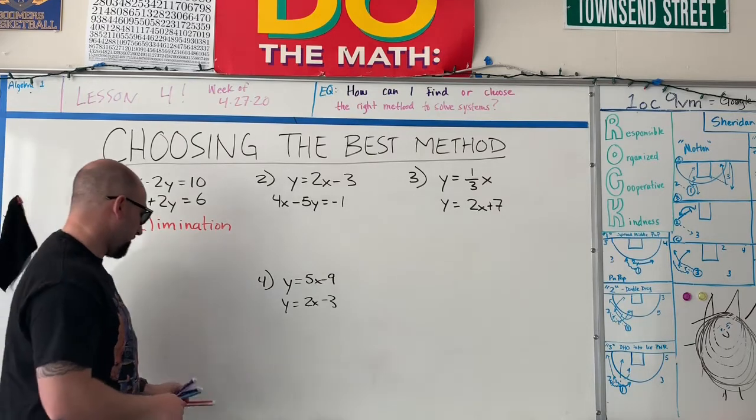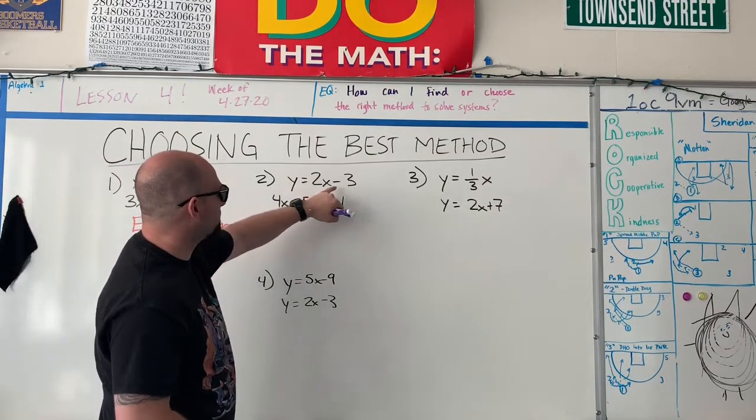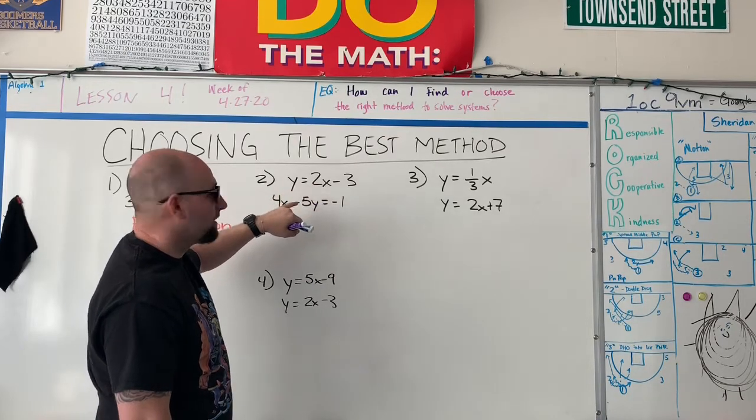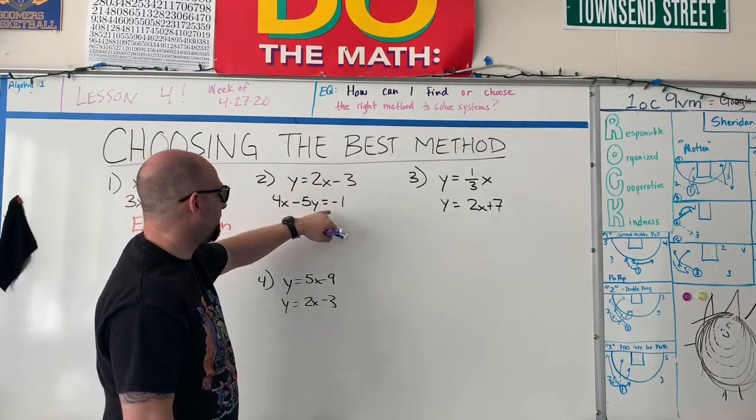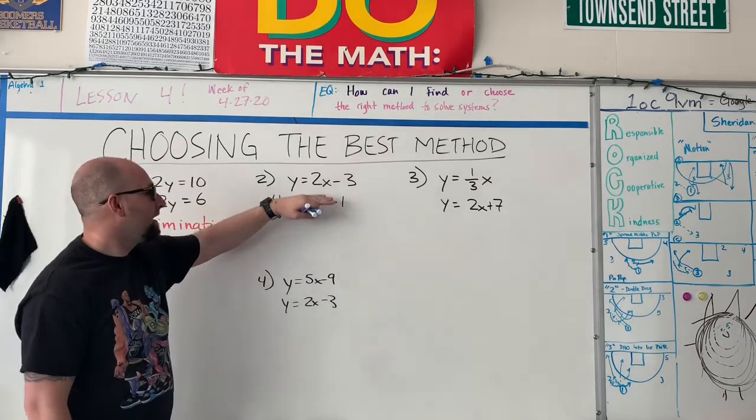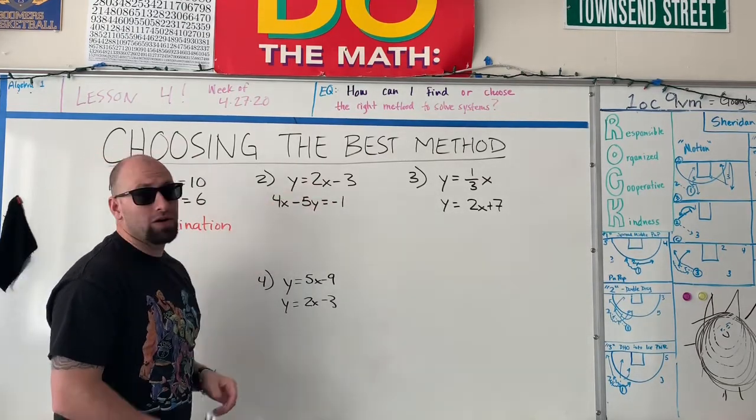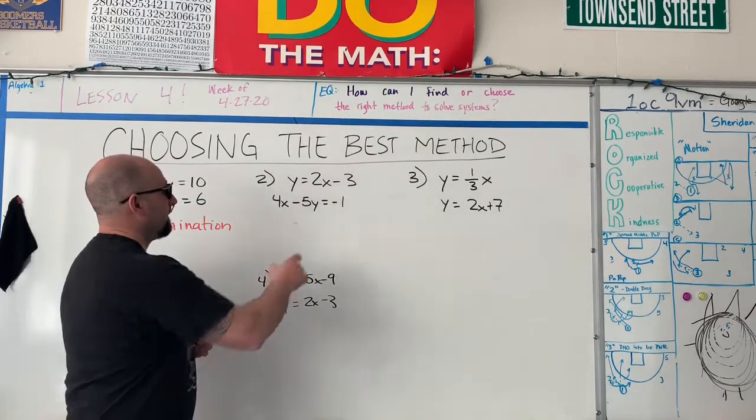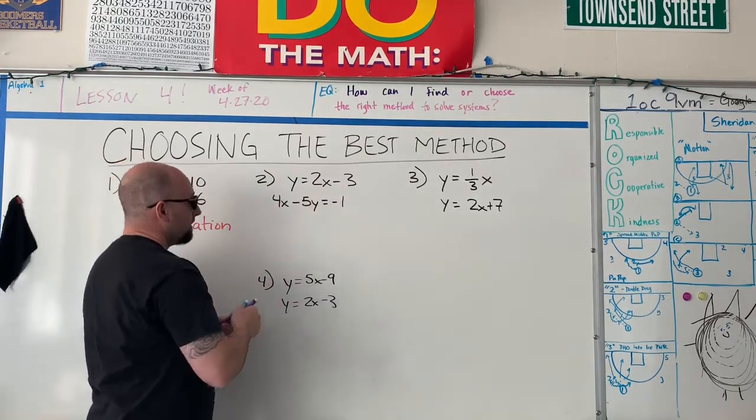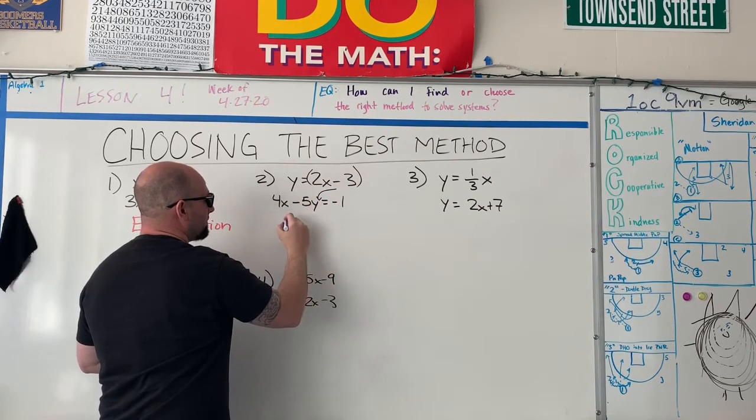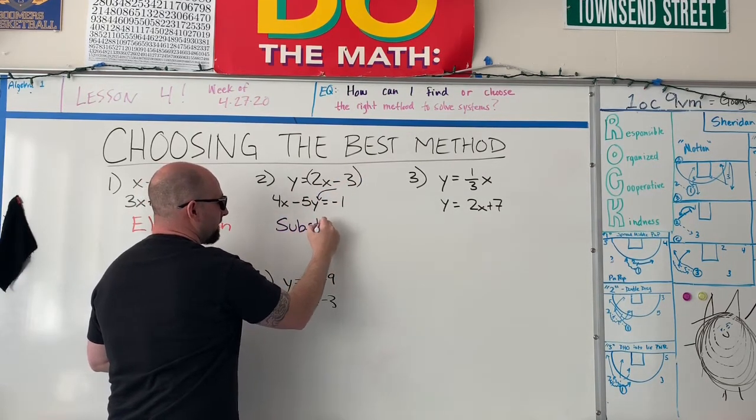Okay, over here we've got y equals 2x minus 3. So y is isolated all by itself. Okay, and then we've got 4x minus 5y equals -1. So we've got a standard form, and then we have a slope-intercept form. I'd use the substitution method. I'd just plug that in right there, and I would use the substitution method on this one.